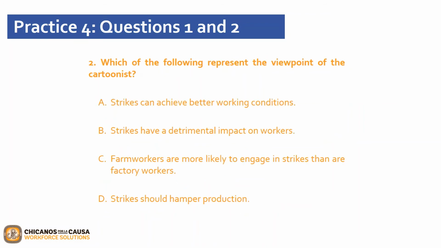Question 2 asks, which of the following represents the viewpoint of the cartoonist? A, strikes can achieve better working conditions. B, strikes have a detrimental impact on workers. C, farm workers are more likely to engage in strikes than are factory workers. D, strikes should hamper production. If you selected B, that's correct. The cartoon shows a laborer using a strike saw as a means of cutting production. By him sitting on the wrong side of the branch, when production is completely stopped, he will fall off. Ergo, strikes have a detrimental impact on workers.